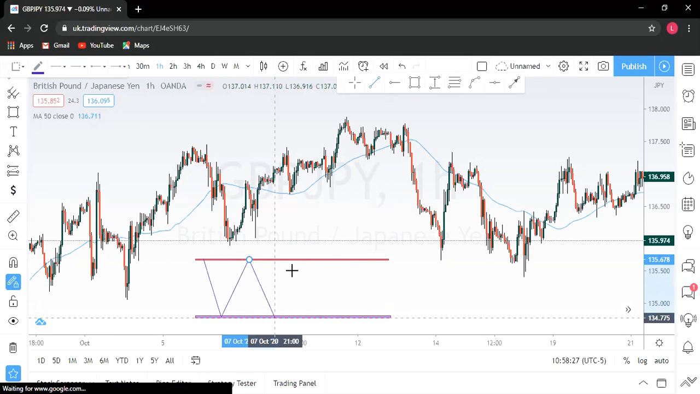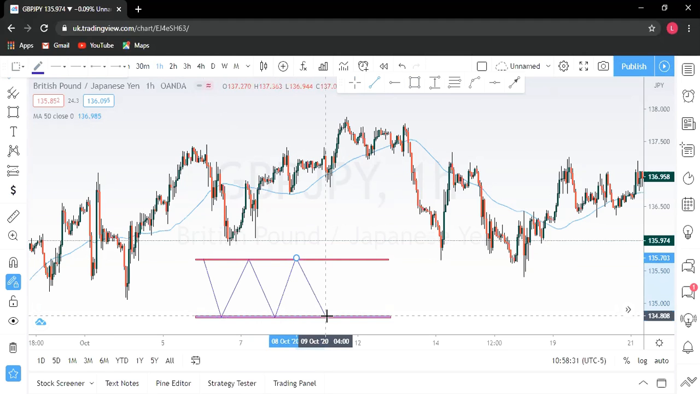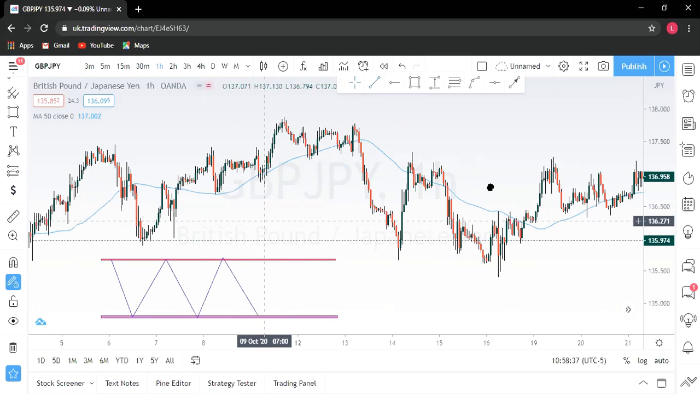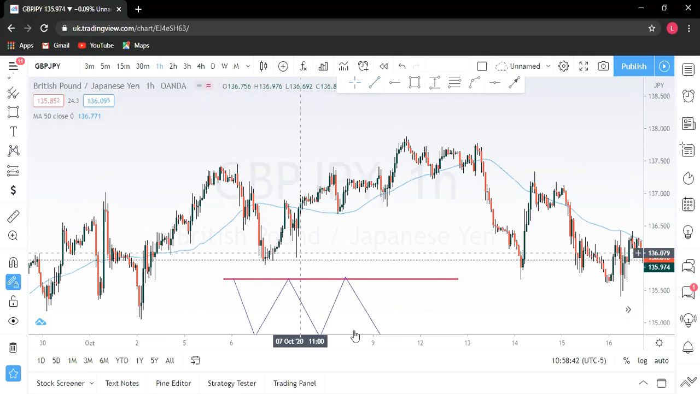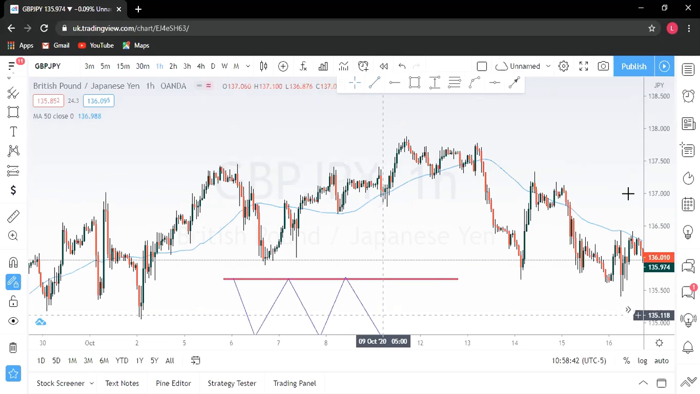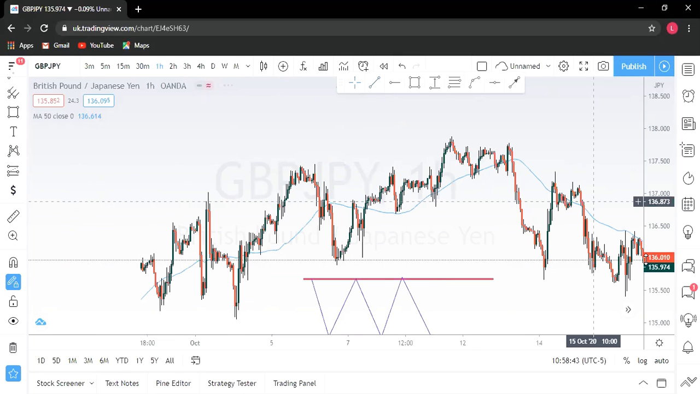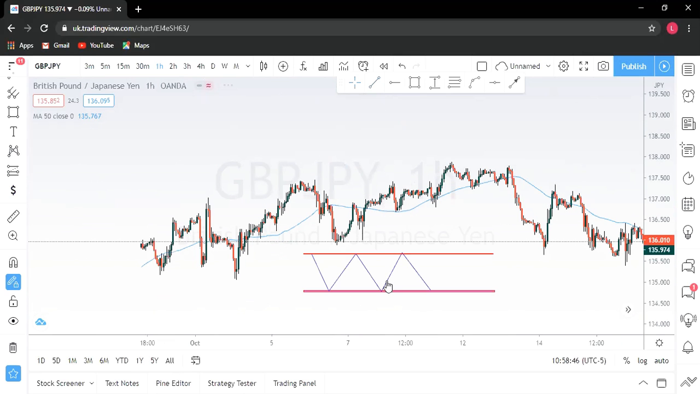However, it cannot continue moving like this in a sideways market. There needs to be a breakout. But before we get there, we can also take advantage of buying at support or selling at resistance. And this is the way you can take advantage of it. There are some candlesticks you need to look out for on your resistance before you can actually decide if you are going to sell.